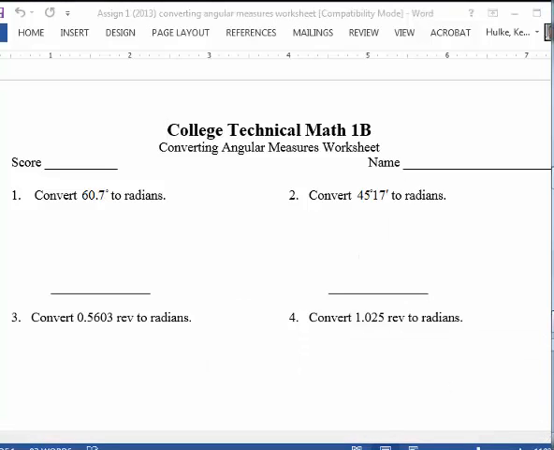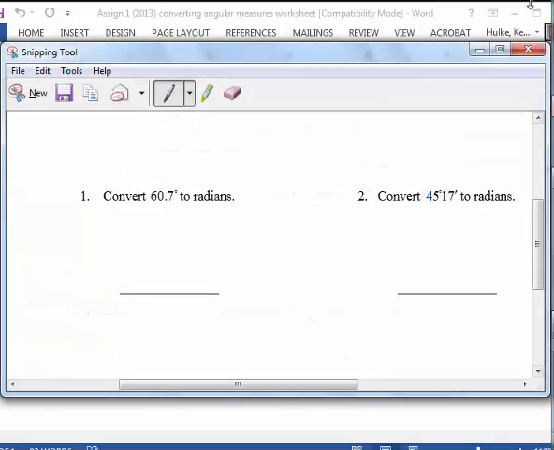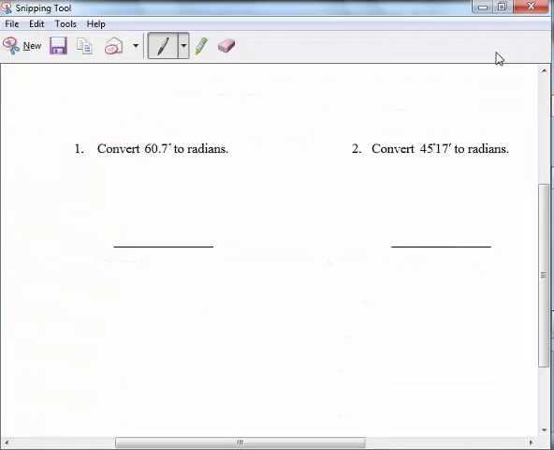So we're working on converting angles that are in degrees to radians and that are in radians to degrees. Let's look at these first two, in which we are supposed to convert from degrees to radians. When we set up our proportion, we're going to have degrees on the top and radians on the bottom. Well, we know that in this case we have 60.7 degrees, but 180 degrees is pi radians.